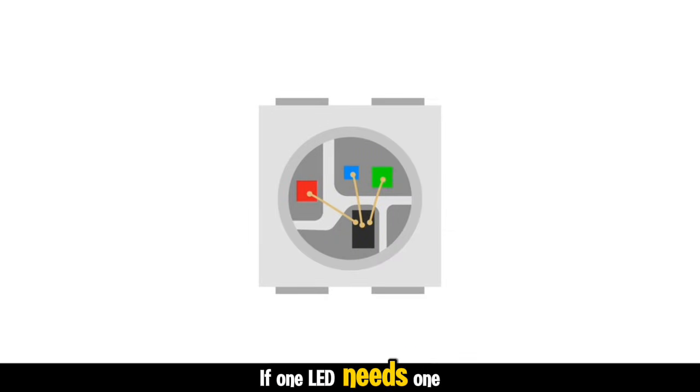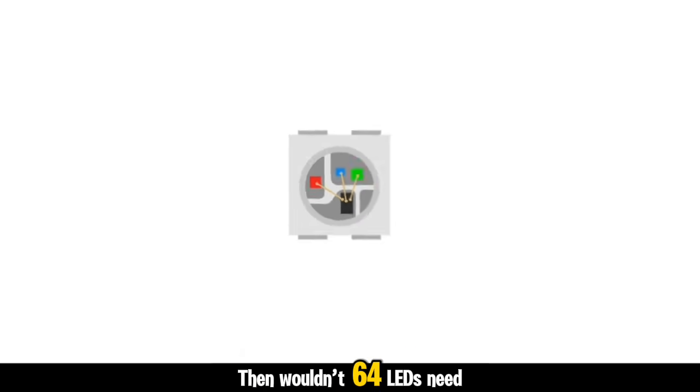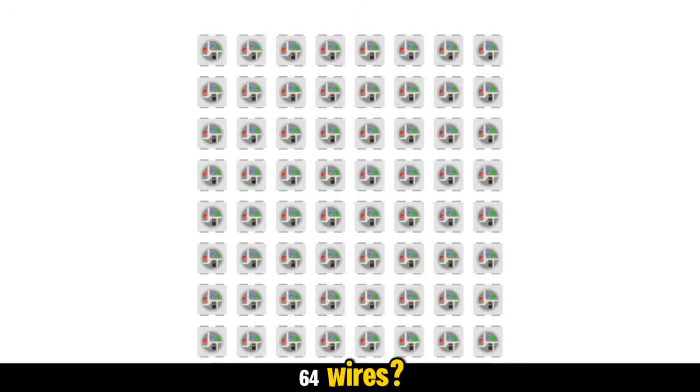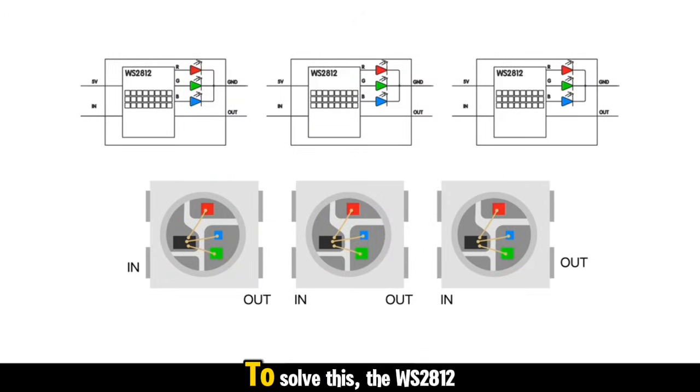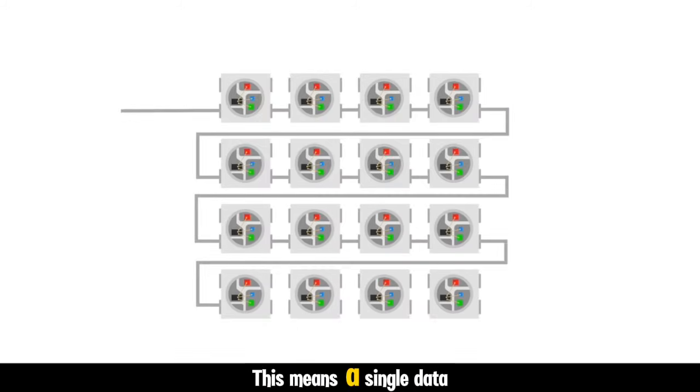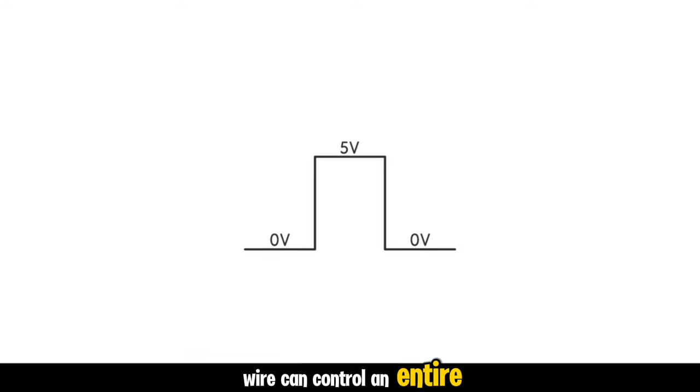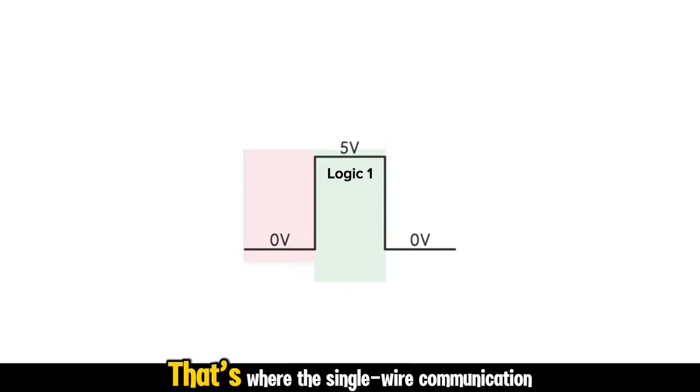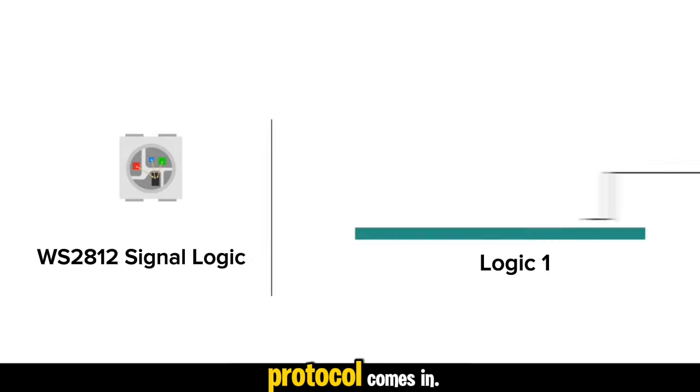If one LED needs 1 data wire, then wouldn't 64 LEDs need 64 wires? That would be a wiring nightmare. To solve this, the WS2812 uses a daisy chain architecture. The data output of the first LED connects directly to the data input of the next LED, then to the next, and the next. This means a single data wire can control an entire chain of LEDs. But how does the data know which LED it belongs to? That's where the single wire communication protocol comes in.